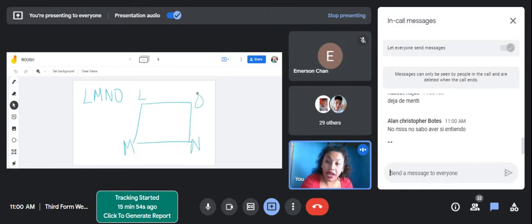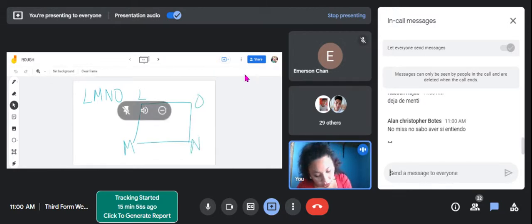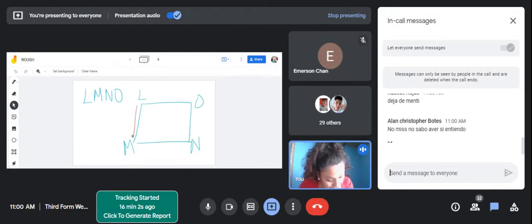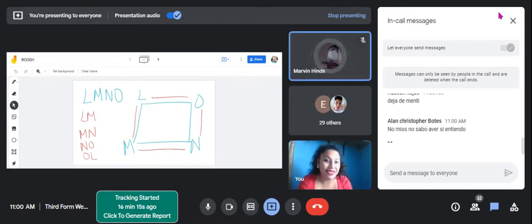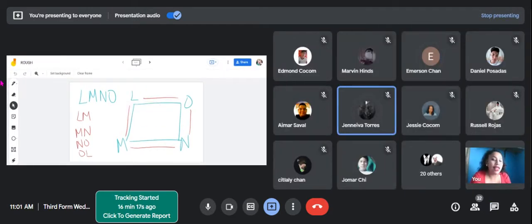I have labeled it. Now, looking at my sides, I have one side that is LM. I have another side that is MN. I have another side that is NO. And I have another side that is OL. Everybody sees those four sides? Yes, miss. Good. Now, my diagonal.